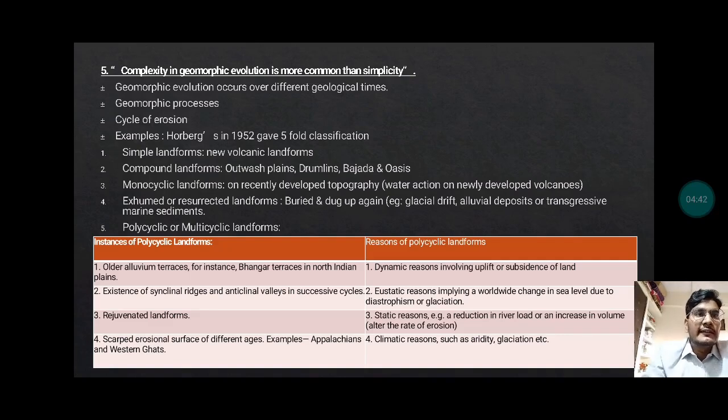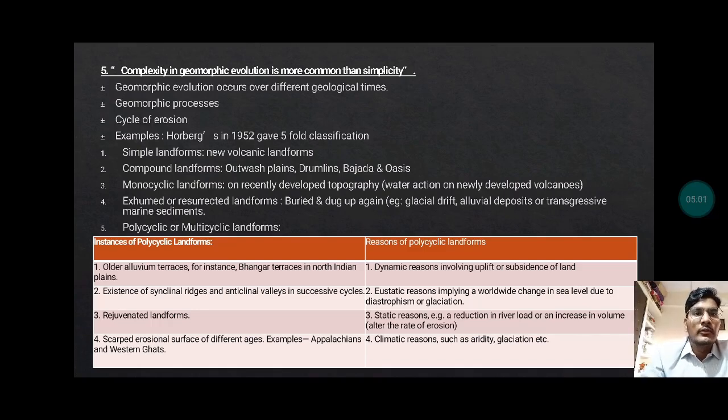Or the third case is transgressive marine sediments. For example, in Rajasthan, there is Akal Wood sediment and fossil parks, which was earlier part of the marine sediment. So these are some of the exhumed or resurrected landforms. Let's make it simple.